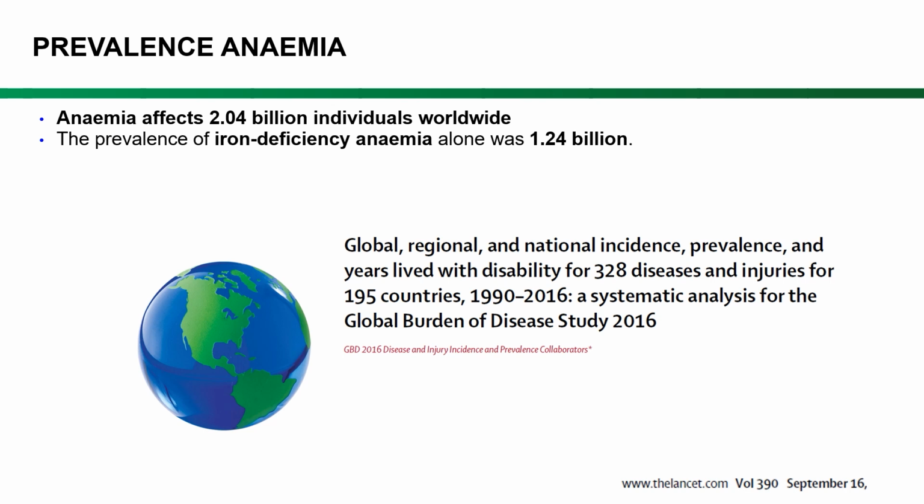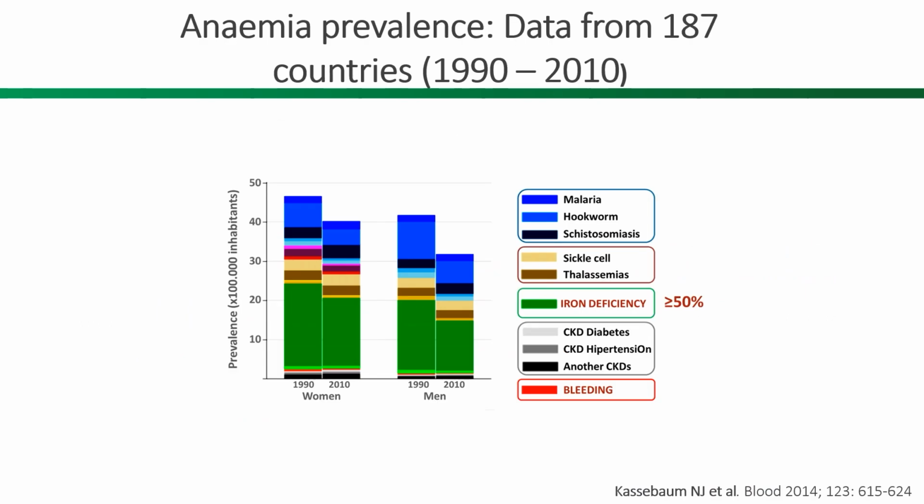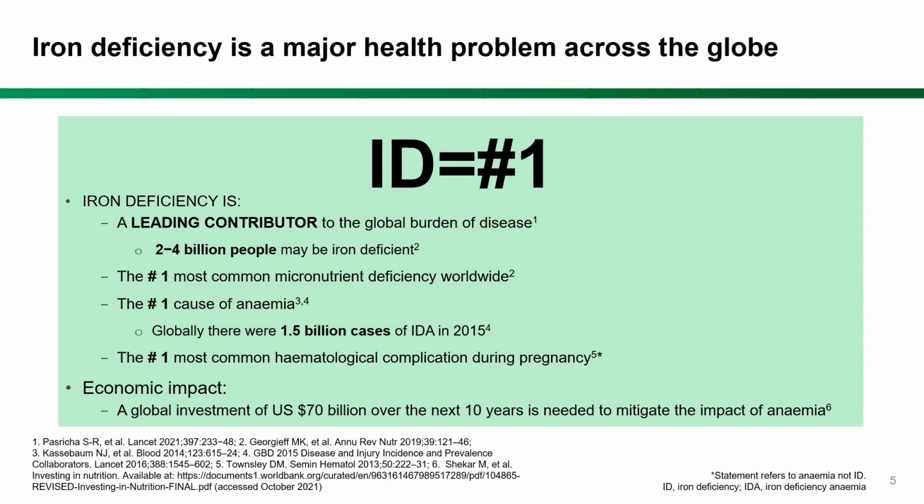Anemia affects 2 billion individuals around the world, and of these, iron deficiency anemia alone is responsible for about 1.24 billion cases. Now, as you can see here, of all anemias, both in men and in women, more than 50% of anemia cases are due to iron deficiency. It is currently the leading contributor to the global burden of disease.